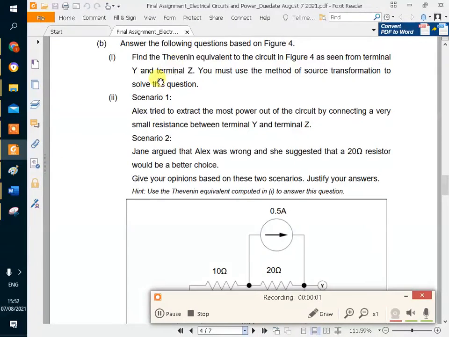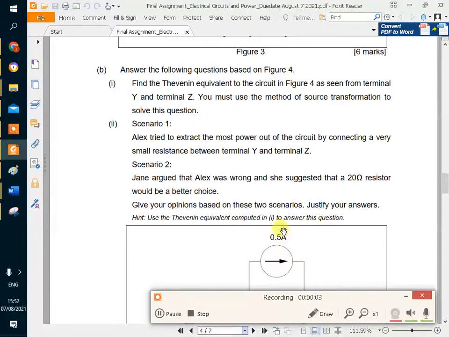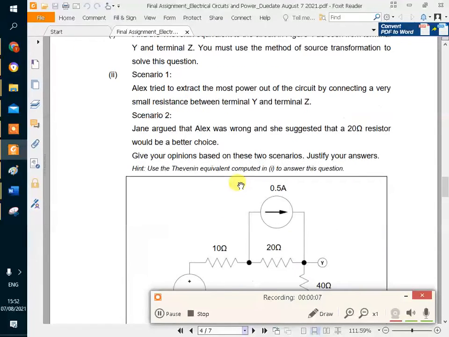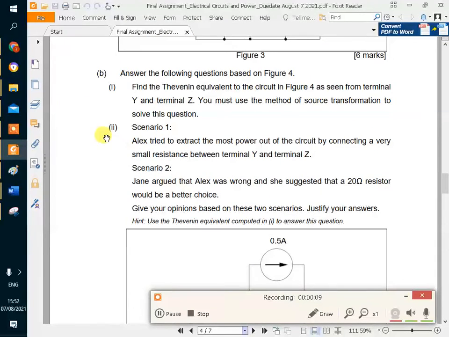Okay, for this question, part 1 is to find the Thevenin circuit for the original circuit here. And part 2 is to answer this question, which of Alex or Jane is true about the statement they made.